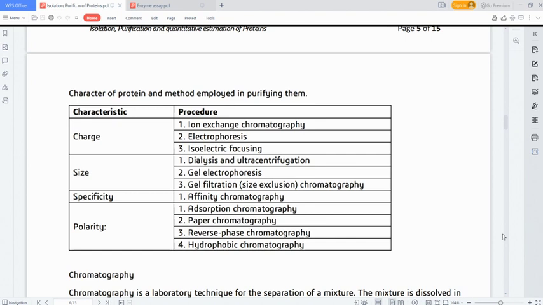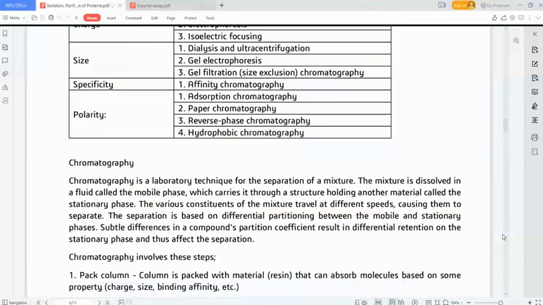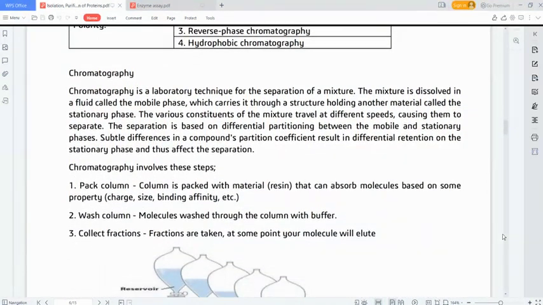In fact, it will be wise if we go back to look at some of these methods that we have mentioned, because it's not really part of this course, but we need to know them. Now let's look at chromatography in brief. Chromatography is a laboratory technique that we use in separating mixtures. The mixtures are dissolved in a liquid, and we call this liquid the mobile phase, which carries them through a structure holding another material called the stationary phase.